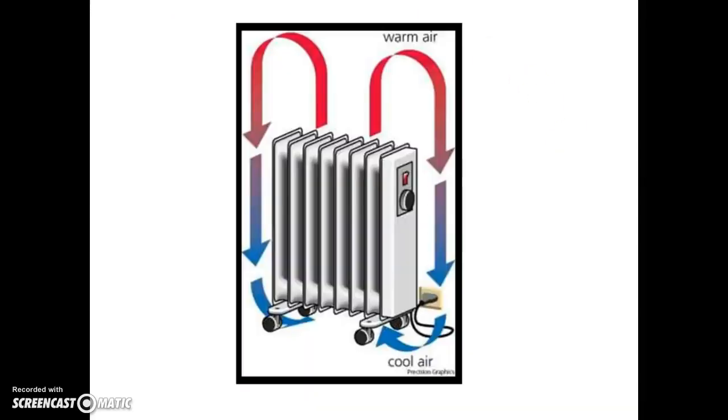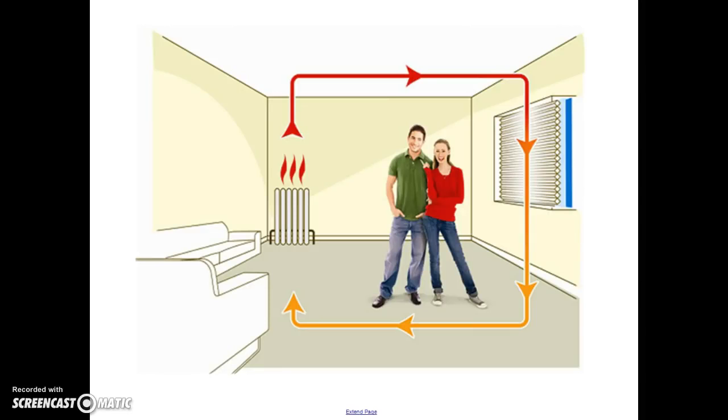Heaters work the same way. When you turn a heater on in your room, the warm air comes out of the heater and it's less dense, so it rises up. As it rises, it cools and it becomes more dense and it sinks down. And then it would get heated again and it would rise up. So in your room, there would be this convection cell or this convection current where the air would be flowing. Warm air rises, cooler air sinks.